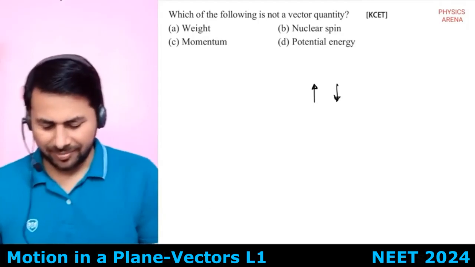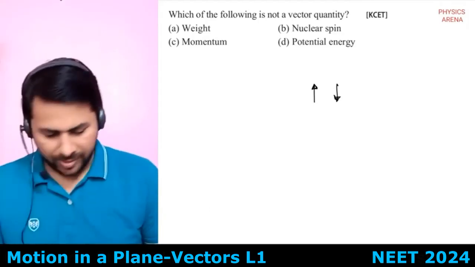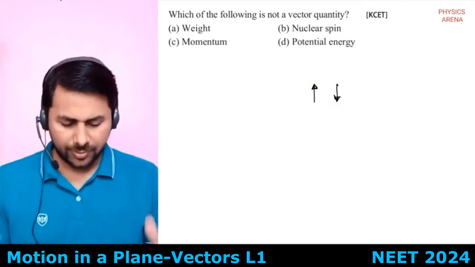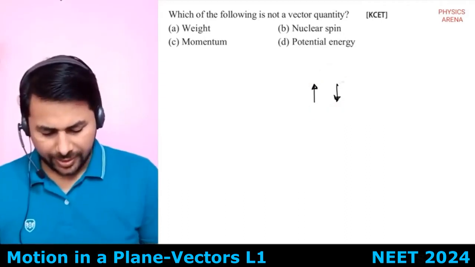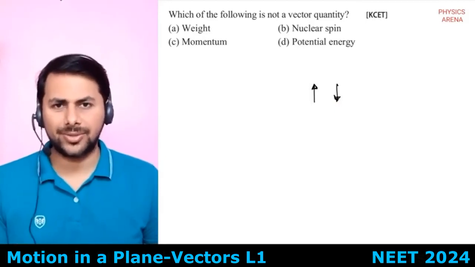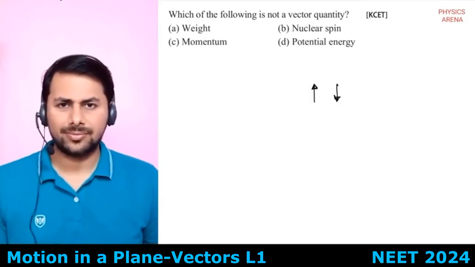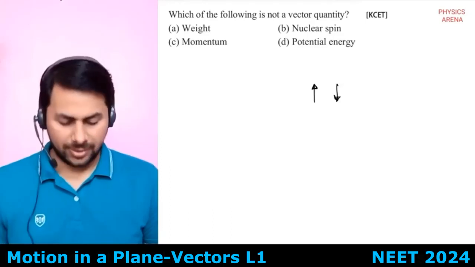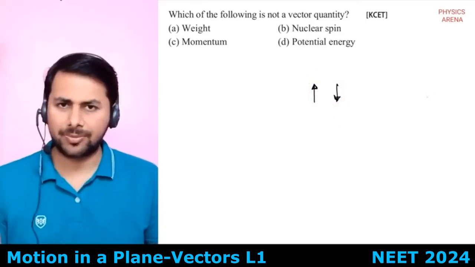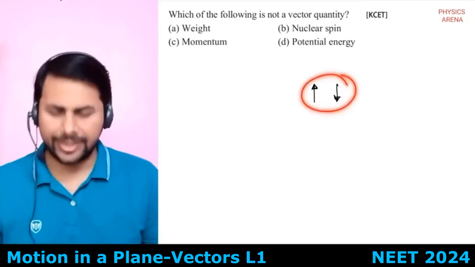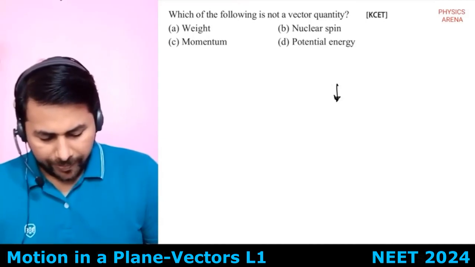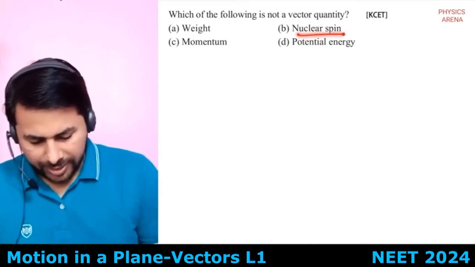If you have an electron pair, their spins get cancelled out. The spin of the first one is up, suppose the spin of the second one will be down, and that's why the net spin will be 0. Alright, so this is a vector quantity.